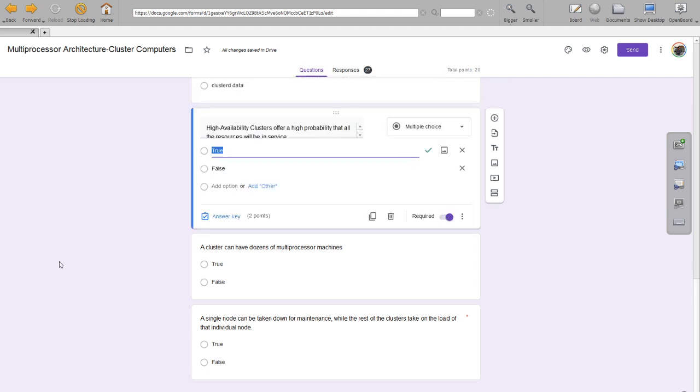So the answer is true. A cluster can have dozens of multiprocessor machines. So this is obvious from the discussion we have made until now.